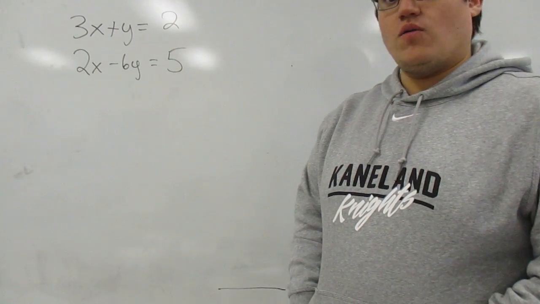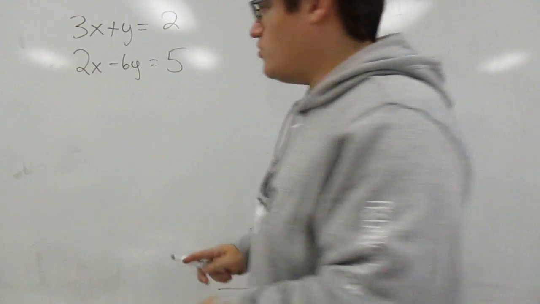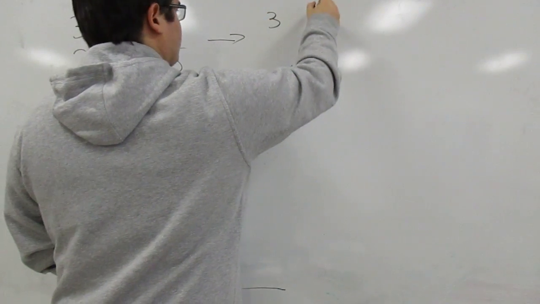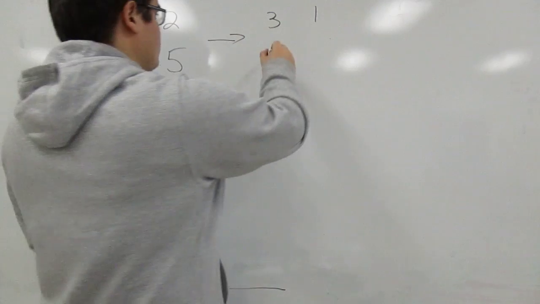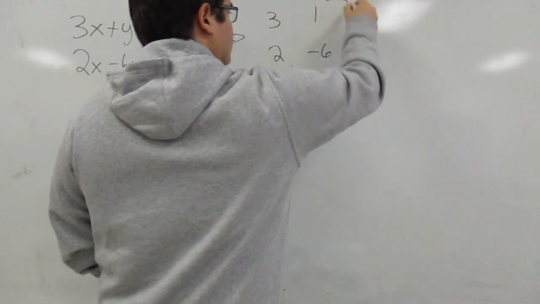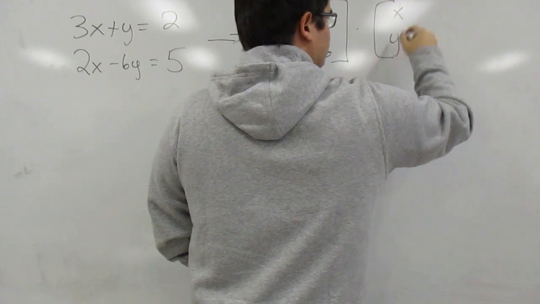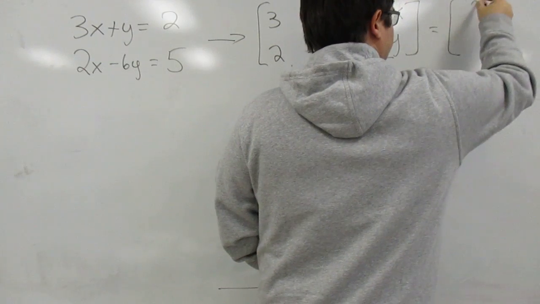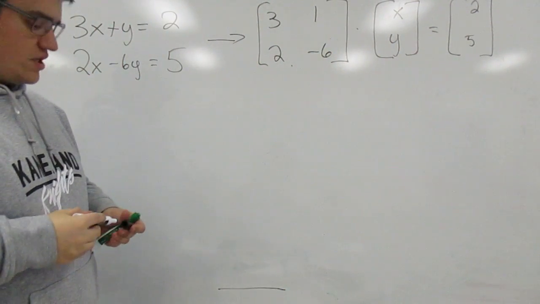rule. Well, I suggest first to turn this thing into a matrix. Remember, we look at the lead coefficients when we do that. So this turns into 3, 1, so you have 1 in front of the y, 2, negative 6. That's to be multiplied by x and y to give us 2 and 5. Okay, so there's our matrix.